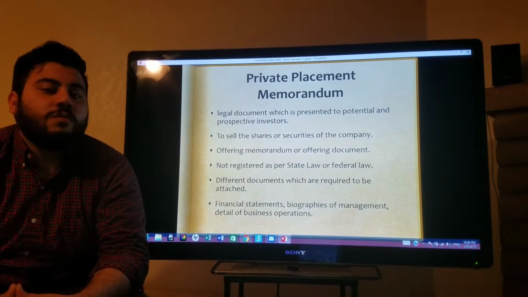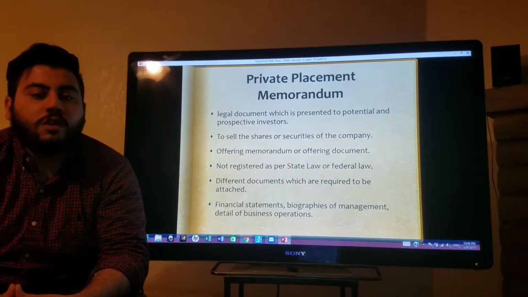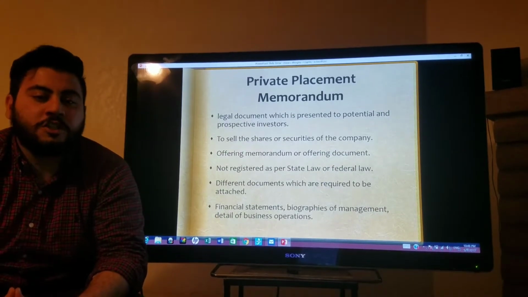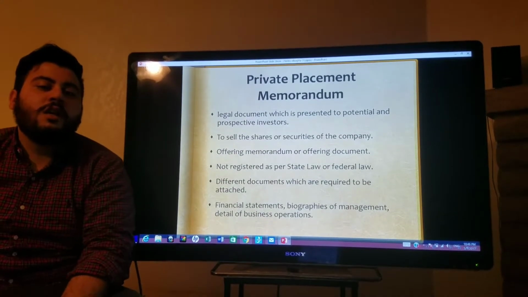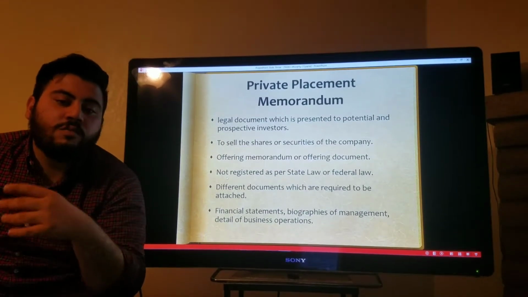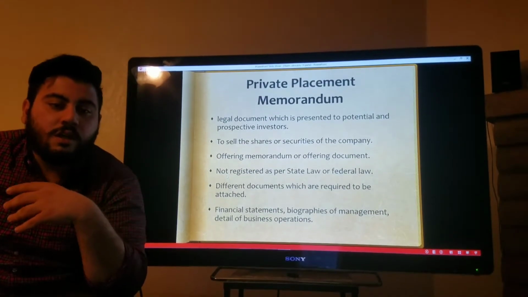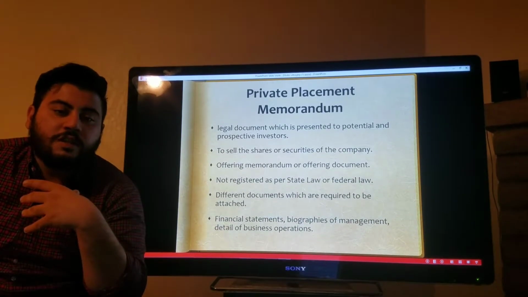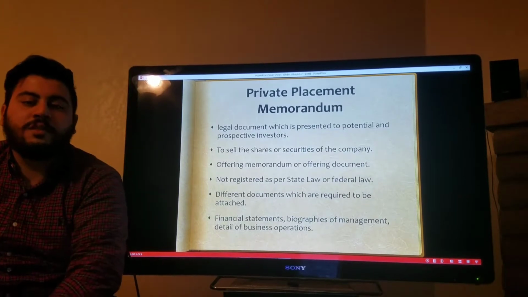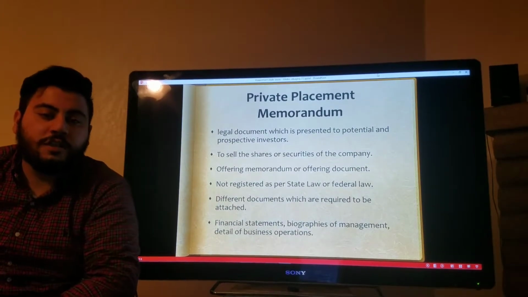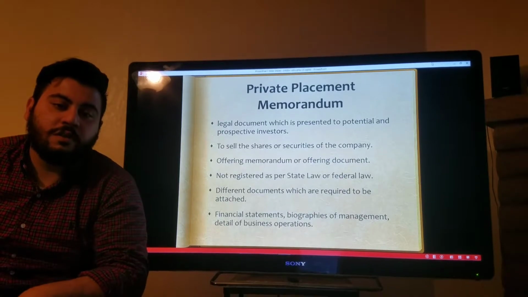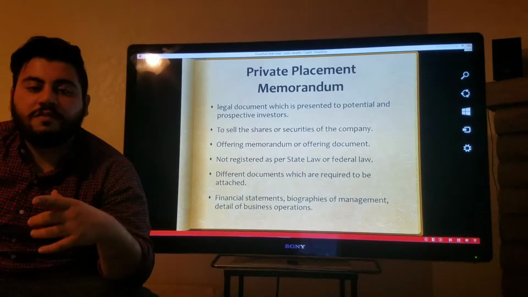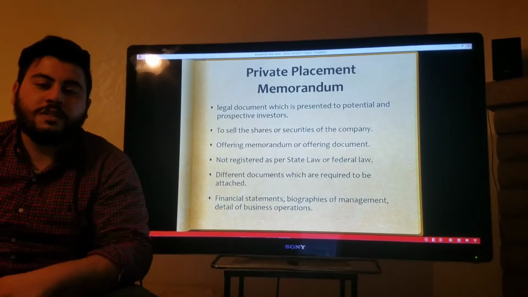Private placement memorandum is also known as offering memorandum or offering document, as it offers shares. Some documents are required to be attached with the private placement memorandum in order to present to the prospective investors, which include financial statements of the company, biographies of the top level management, and detailed financial as well as non-financial information of business operations.